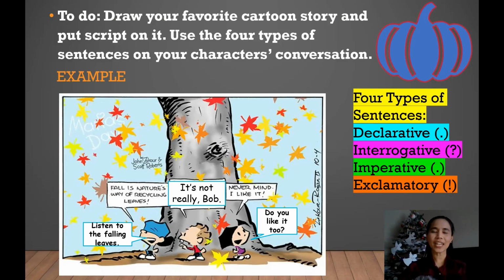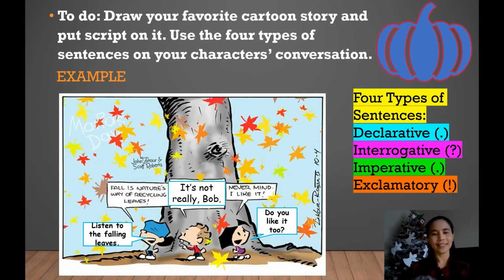Now it's your turn. Draw your favorite card and story and put a script on it. Use the four types of sentences in your character's conversation. Here's an example for you to follow. Try to guess what type of sentences are on the comic strip that I have put on the screen. I'm giving you a minute to answer.